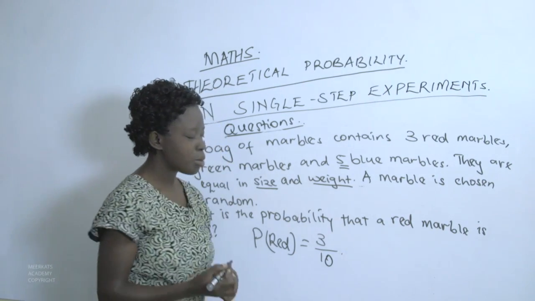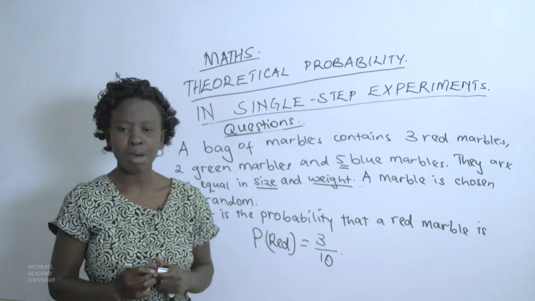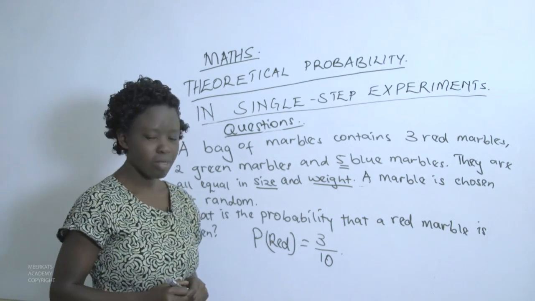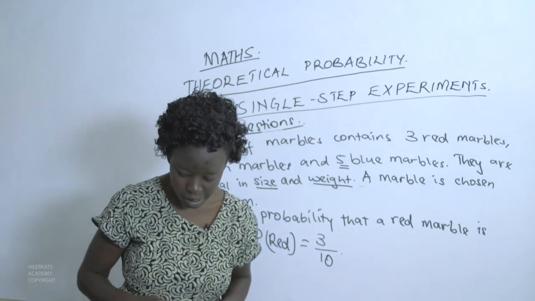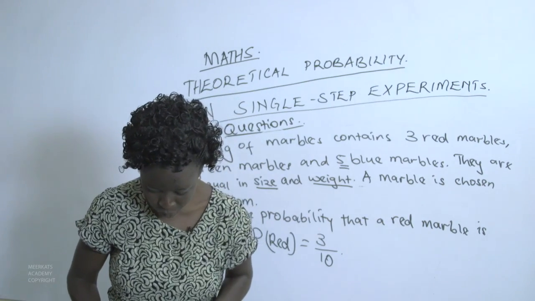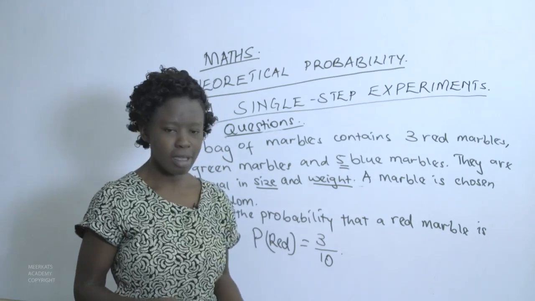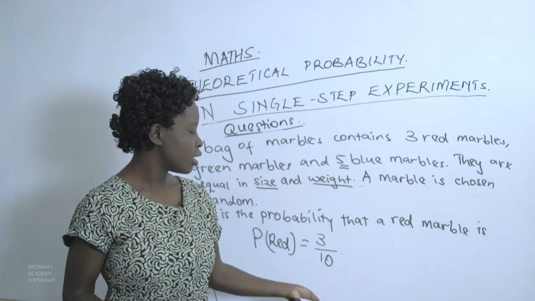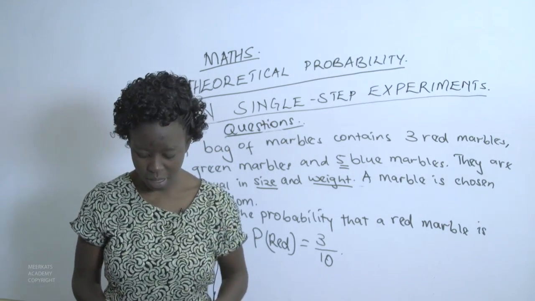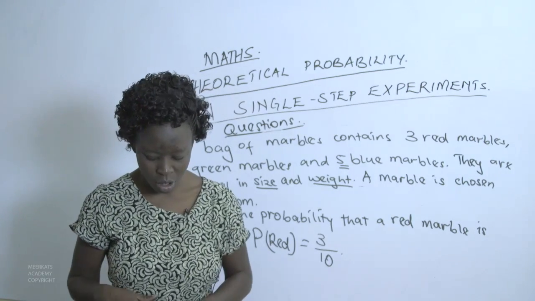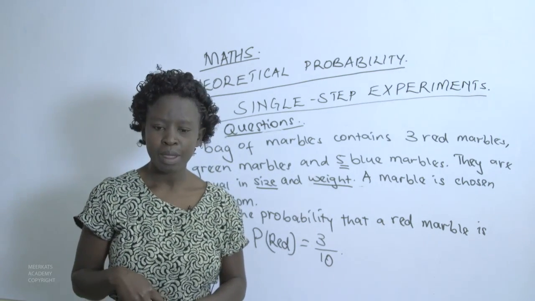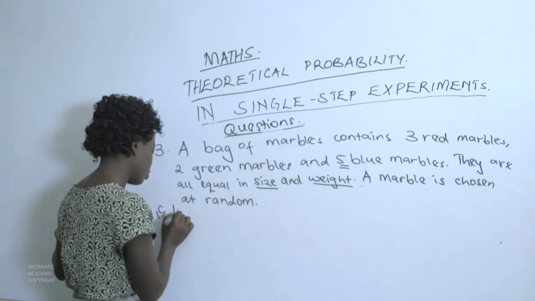So it means the probability that a red marble is picked is 3/10. So we can still go ahead and convert that to a decimal. 3/10 as a decimal will be 0.3. Then as a percentage, that is 30%. So whichever option you prefer, it is allowed.